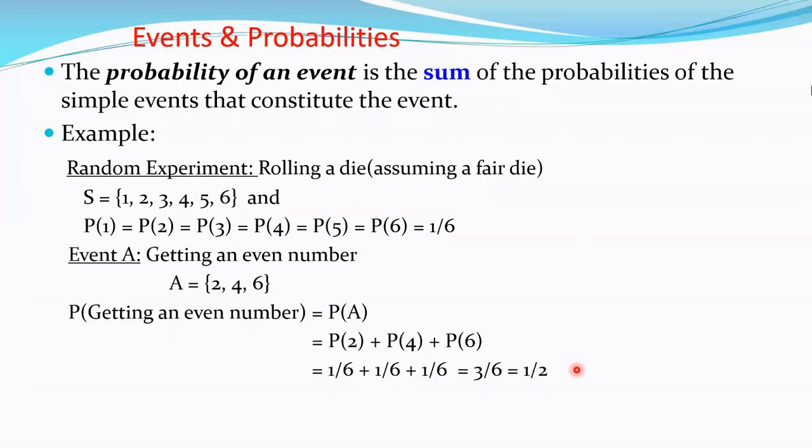So what is the interpretation of this? There is a 50% chance of getting an even number. Or the probability is 50%, or a 50% likelihood of getting an even number when rolling a die. Right?